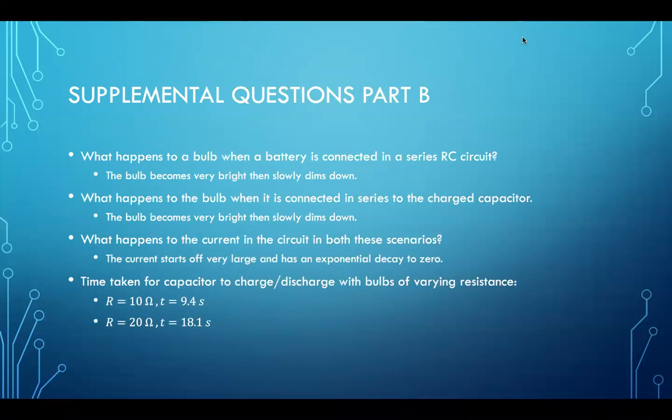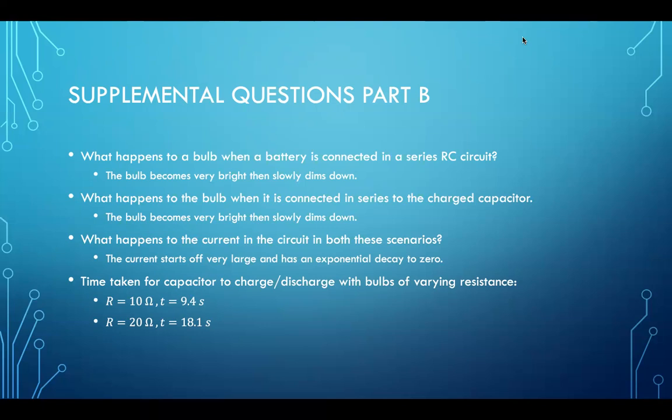What happens to a bulb when a battery is connected in a series RC circuit? The bulb becomes very bright, then slowly dims down. What happens to the bulb when it is connected in series to the charged capacitor? The bulb will once again become very bright and then slowly dim down. What happens to the current in the circuit in both of these scenarios? The current will start off very large and then have an exponential decay all the way to 0.